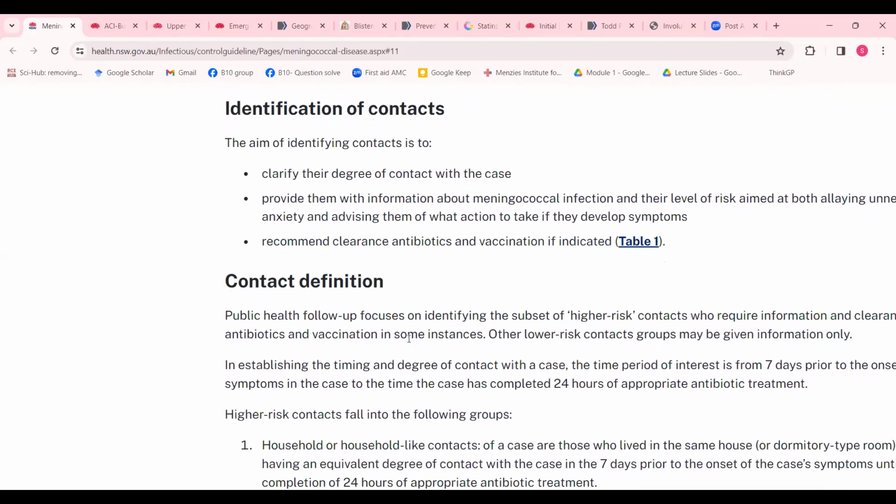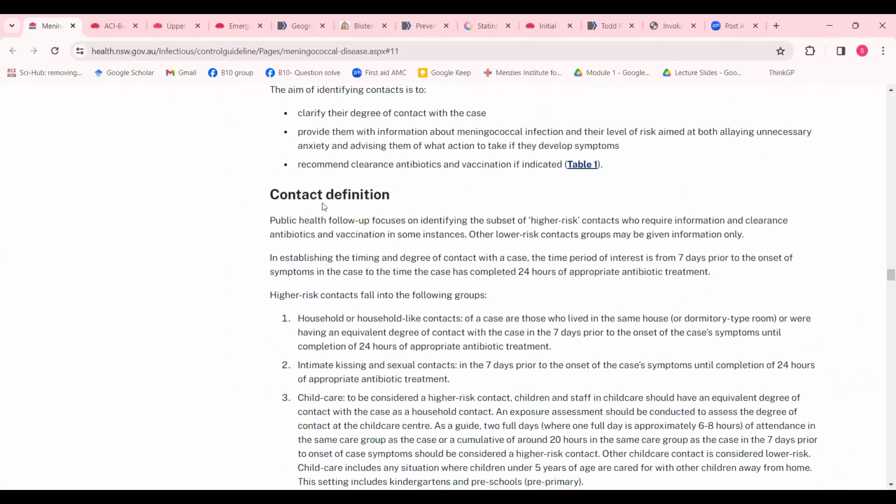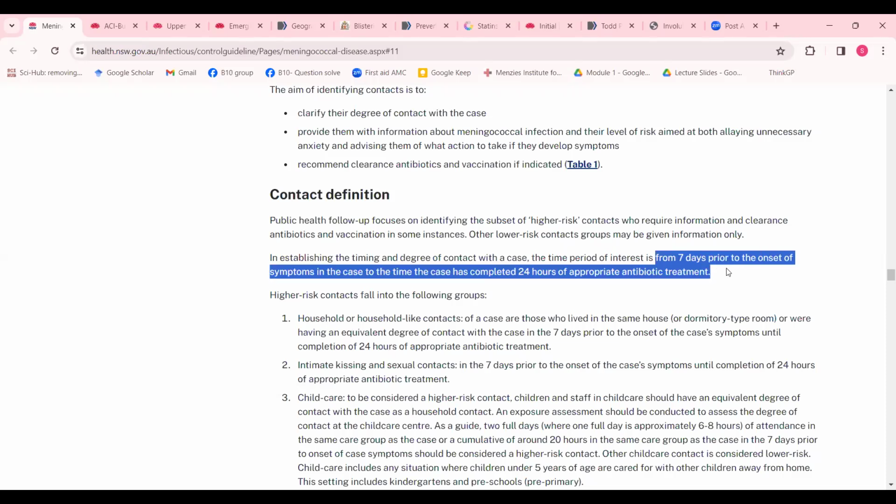Now, when you have a patient who is coming with a contact, the period as well as the risk of contact is important. The period of interest is from 7 days prior to the onset of symptoms in the case to the time the case has completed 24 hours of appropriate antibiotic treatment. This is the period which is considered a significant exposure. So if the contact is not within this period, you are not worried.